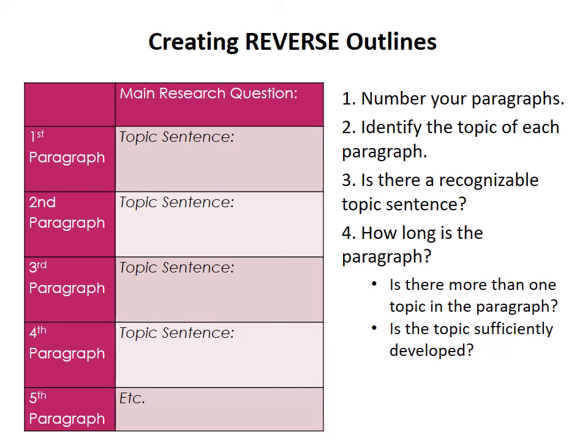Take your entire document, number every paragraph. Then for each paragraph, identify the primary topic of the paragraph, assess if there's a recognizable topic sentence, evaluate the length of the paragraph and whether the topic is sufficiently developed. Lastly, evaluate the order of the topic sentences to determine if you need to move paragraphs around to create better flow of ideas.